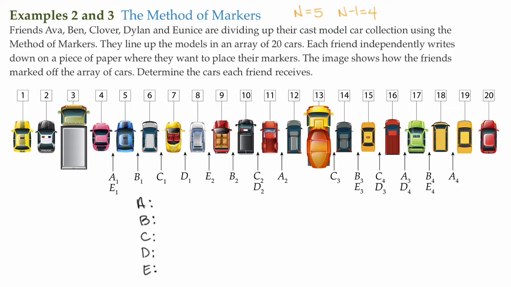So let's suppose that a coin is flipped and Ava wins the flip. So that means that Ava is going to get her first section here. So I'm just going to mark Ava right here. She wins the tie. So then Ava's going to get cars 1, 2, 3, and 4.